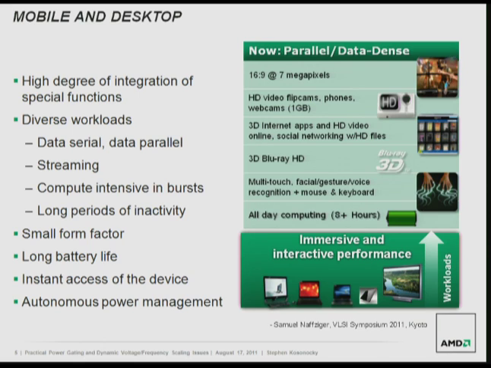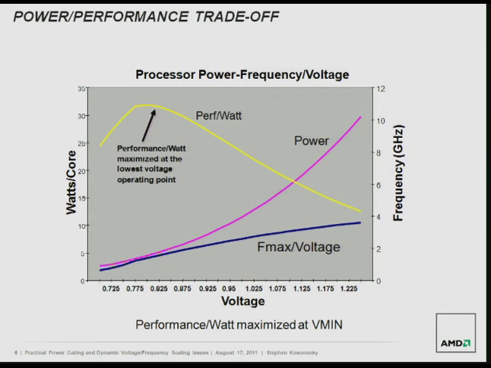And autonomous power management. We don't want the users to actually do anything. It just wants to be low power all the time and very high performance when you need it to be. And you can see some of the things that we see now. We're moving towards HD video, flip cams, phones, webcams, 3D internet apps, 3D Blu-ray, multi-touch, facial gesture, voice recognition, plus the mouse and keyboard, and we want all-day computing. So these are some motivations for doing things like DVFS and power gating.